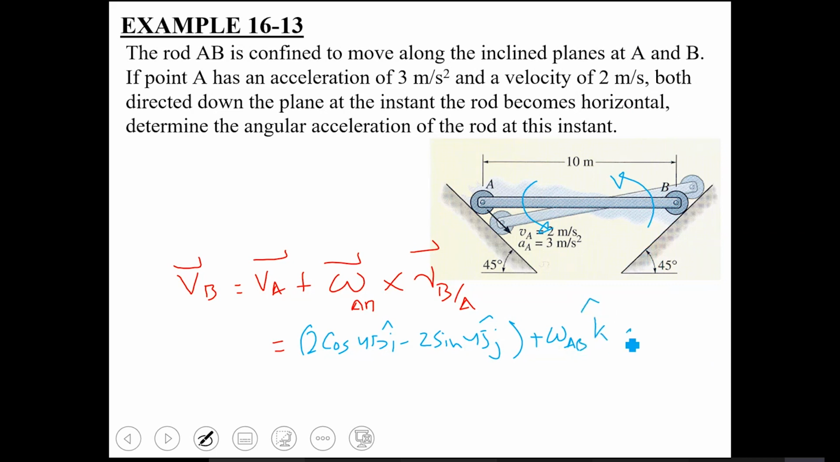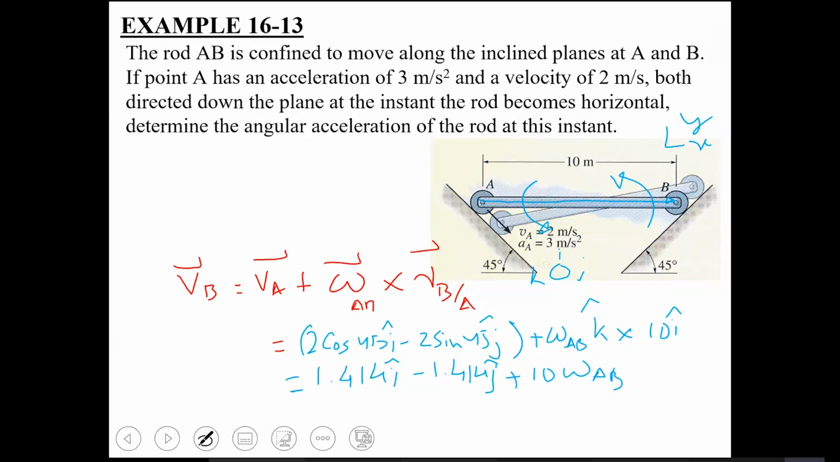And what about the RBA vector? Sir, 10 i hat. It has a magnitude of 10 units directed towards the positive x-axis if you are using the conventional xy coordinate system. So it is going to be 10i. Taking this cross product, the right hand side would become 1.414 i minus 1.414 j, and omega cross r is going to be plus 10 omega AB, and k cross i is j, so it would become 10 omega AB j. So I hope that the right hand side is clear to all of you.